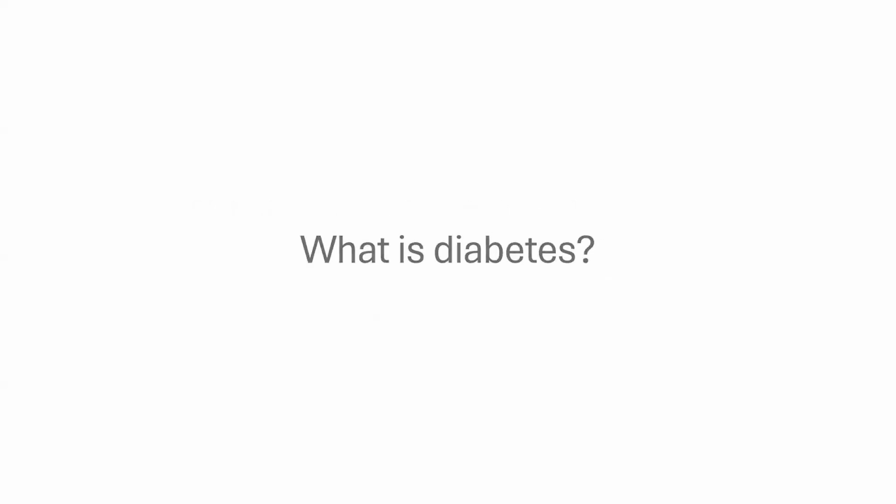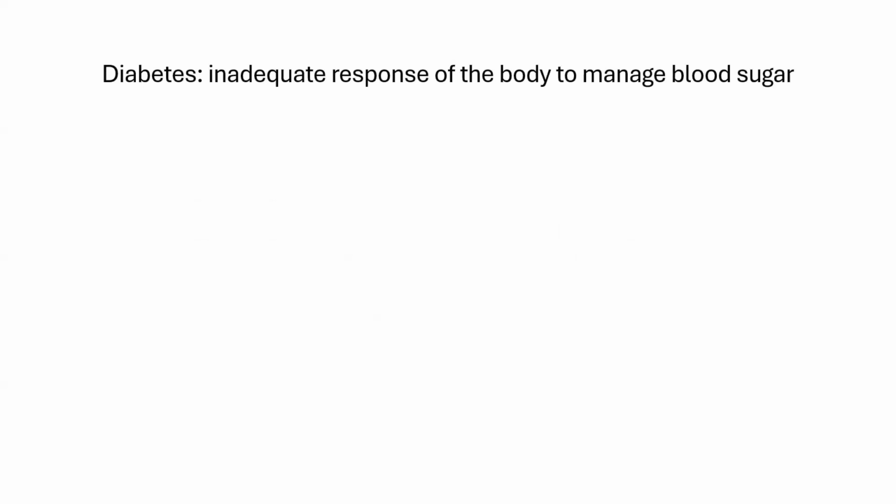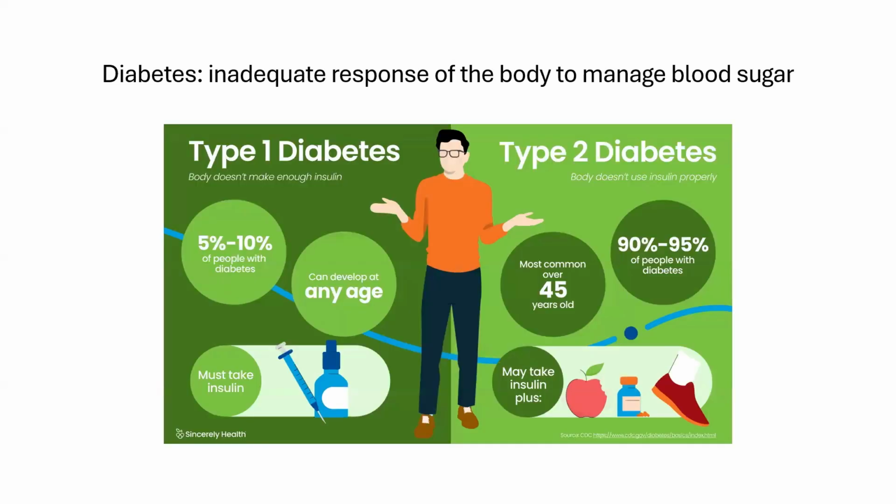So what is diabetes? Diabetes is an inadequate response of the body to manage blood sugar, and there are two major types. First type is type 1 diabetes, where the body doesn't make enough insulin. This occurs in less than 10% of people, and while it can develop at any age, is typically presenting when patients are sick in the hospital at ages less than 30. And these patients must take insulin in order to supply their body with a system to respond to their blood sugar.